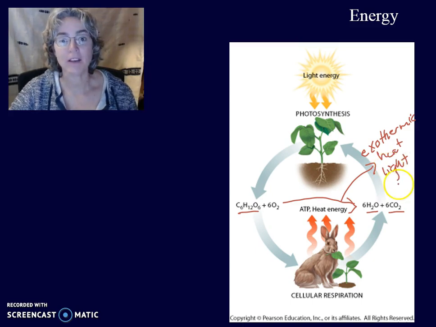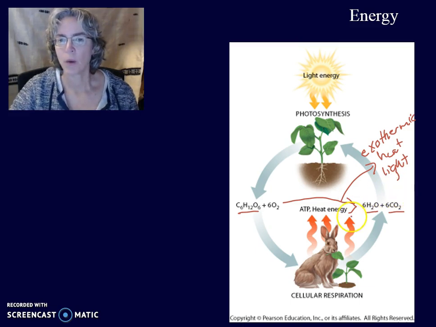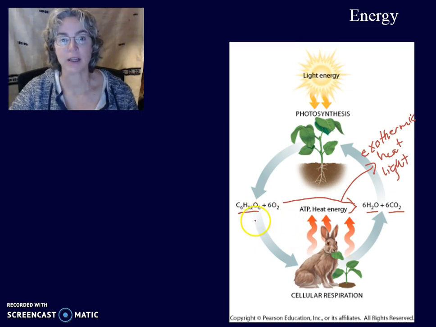Okay, but for life, we want to be able to use some of that energy anyways. So 39% to be able to do work, to grow and to reproduce. That process to get that energy out of the glucose molecule and use it is called cellular respiration.